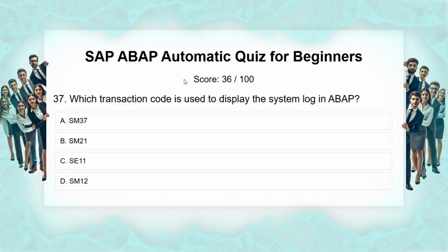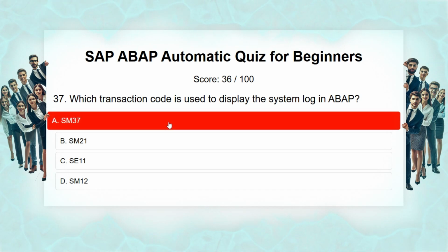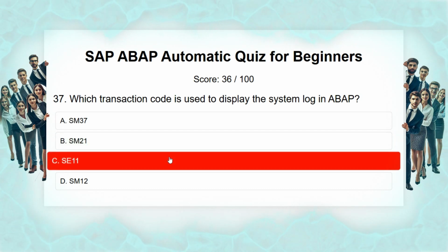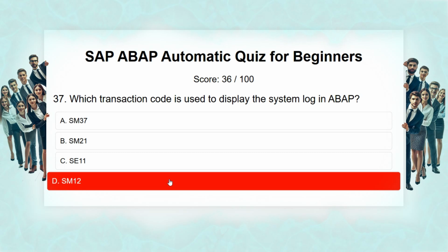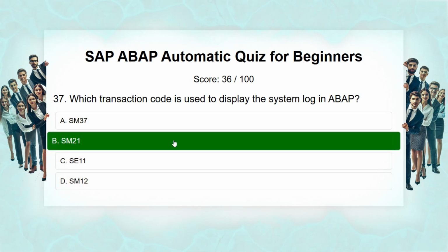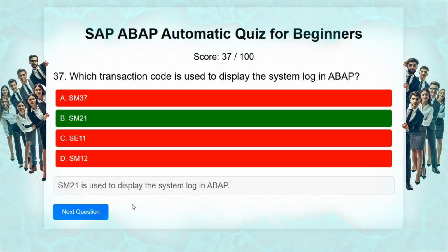37. Which transaction code is used to display the system log in ABAP? A. SM37. B. SM21. C. SE11. D. SM12. Correct answer. SM21 is used to display the system log in ABAP.